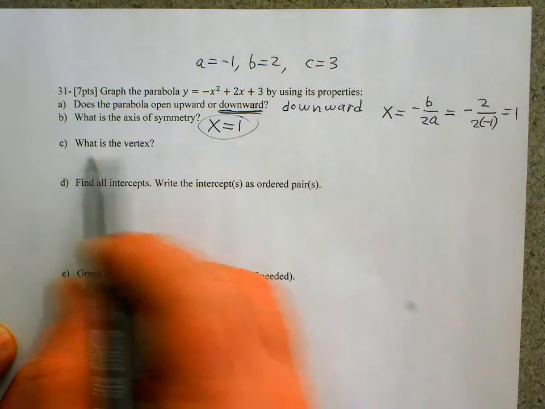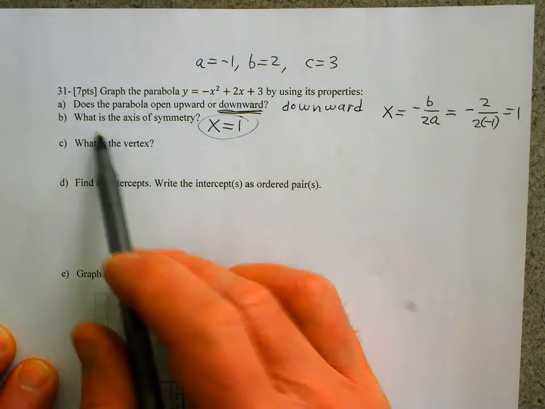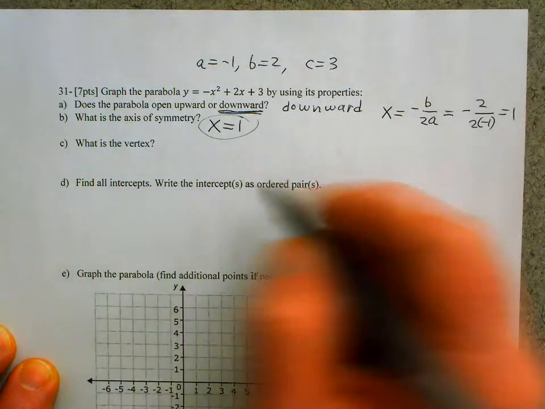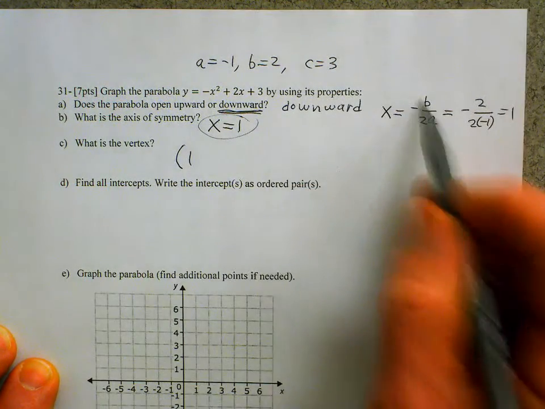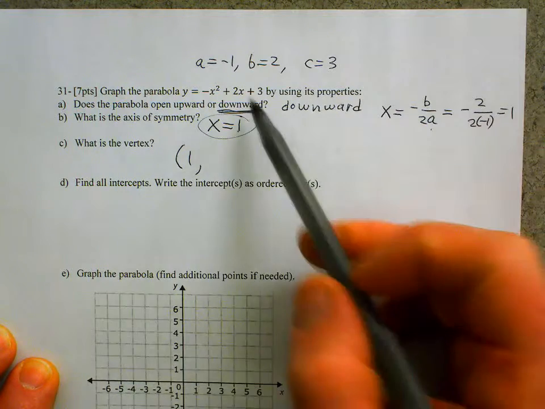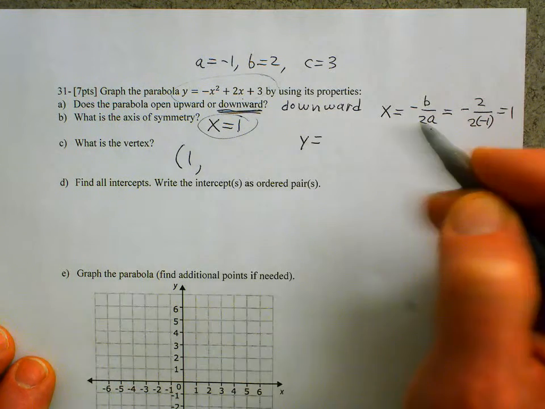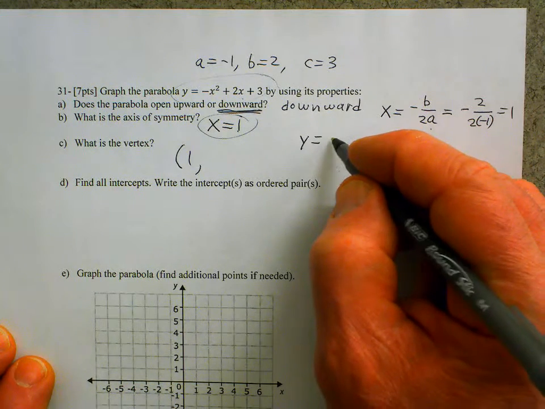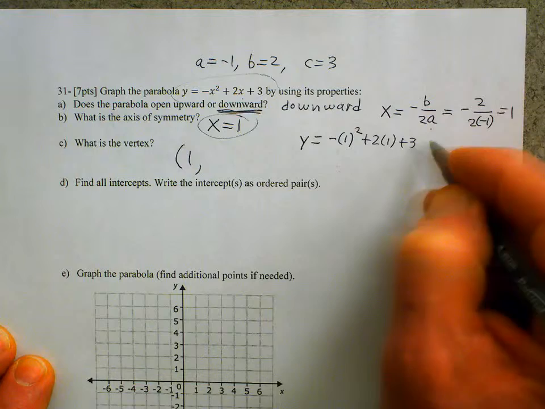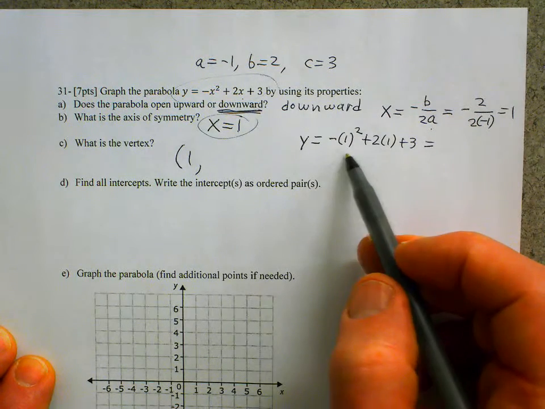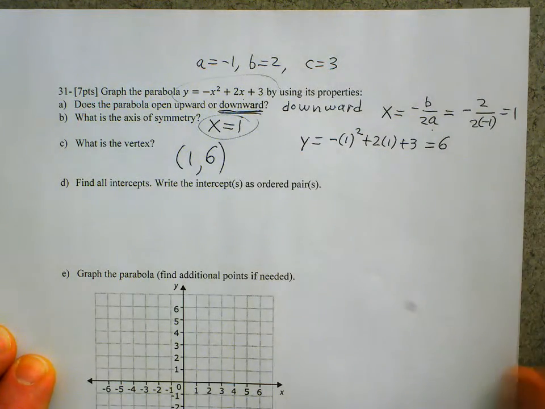The x-coordinate of the vertex is the same number that we got when we found the axis of symmetry. So the x-coordinate of the vertex is 1 because that's negative b over 2a. Then to find the y-coordinate, we use the function itself, replacing x with 1. So we get y equals the negative of 1 squared plus 2 times 1 plus 3. And 1 plus 2 plus 3 is 6. So the vertex is the ordered pair 1, 6.